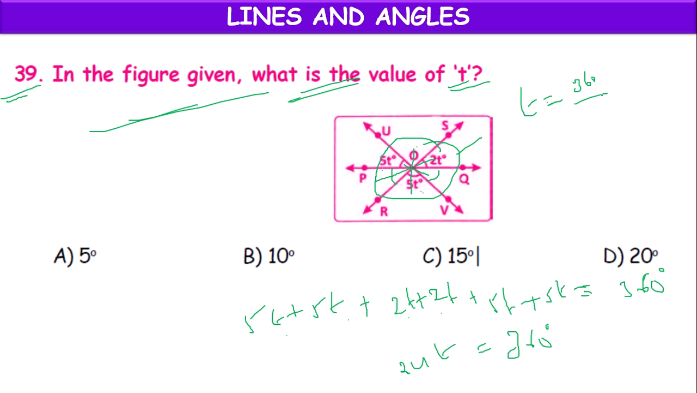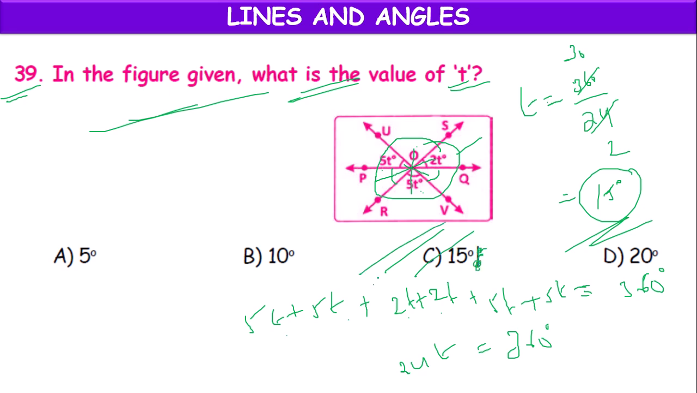So t equal to 360 degrees by 24. 12 30 times, 12 2 times. Next 2, 15 times. So t value is 15 degrees. So option C. You can strike off this line, 15 degrees, C value.